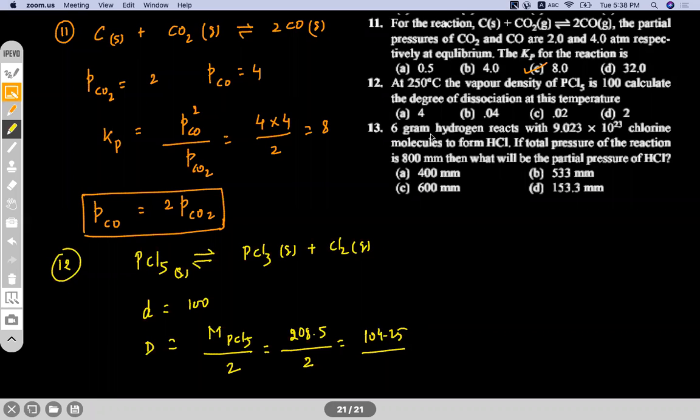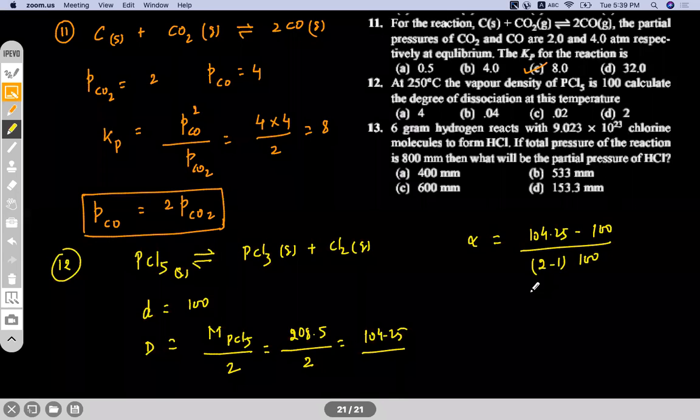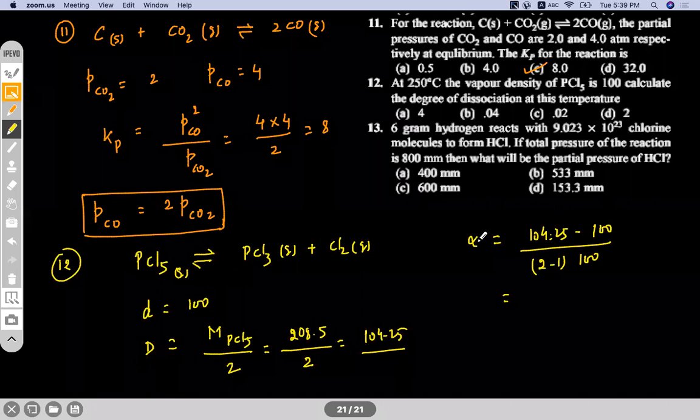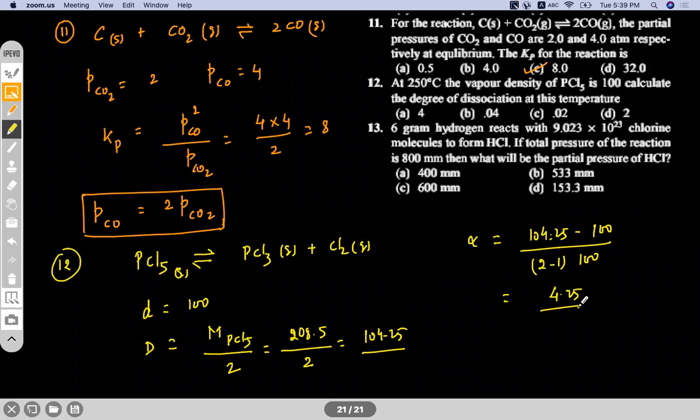Now we have the formula. We'll use that formula because the degree of dissociation alpha is what you need to find out. So it is 104.25 minus 100, divided by n minus 1 into 100, where n value is 2. One more thing, if you get confused over here about which one is small d and which one is capital D, keep this in mind: alpha will never be negative. So accordingly, you can subtract. So the answer would be 4.25 divided by 100. So alpha is 0.04 approximately. Option B is correct.